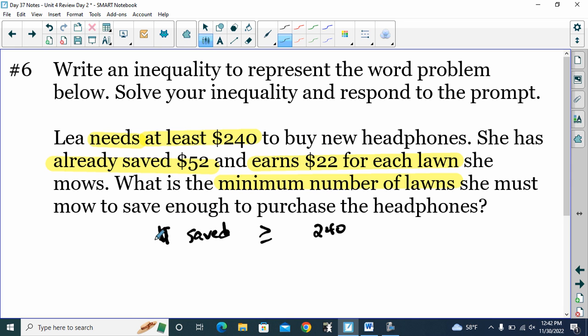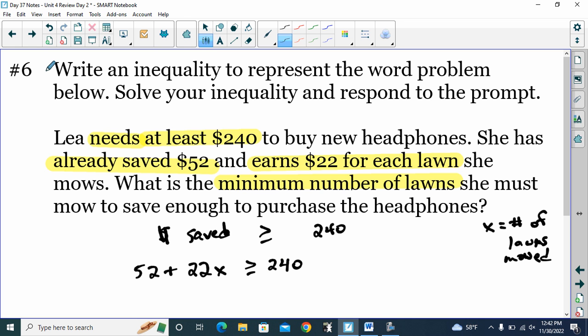And then the money that she already has, $52, so let's put that on there. Plus, she's making $22 for each lawn, so 22 times x, where x is the number of lawns mowed. So I have 52 plus 22x is greater than or equal to 240. There is our inequality to represent the word problem.